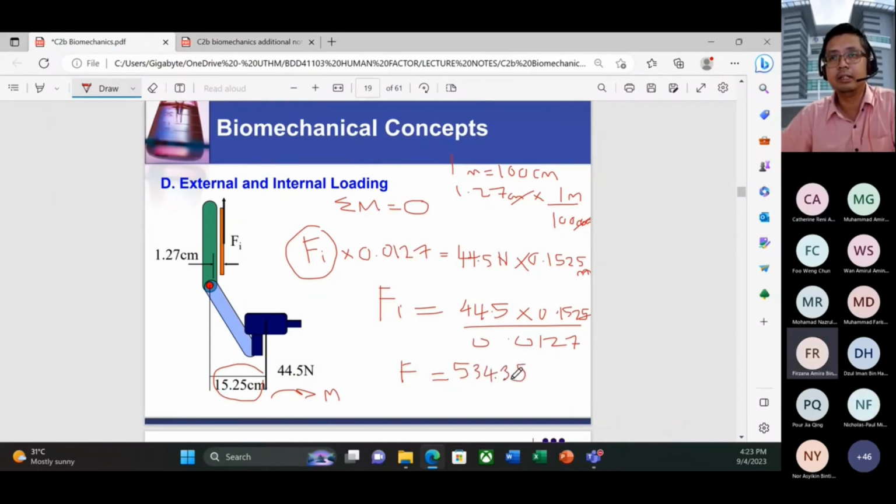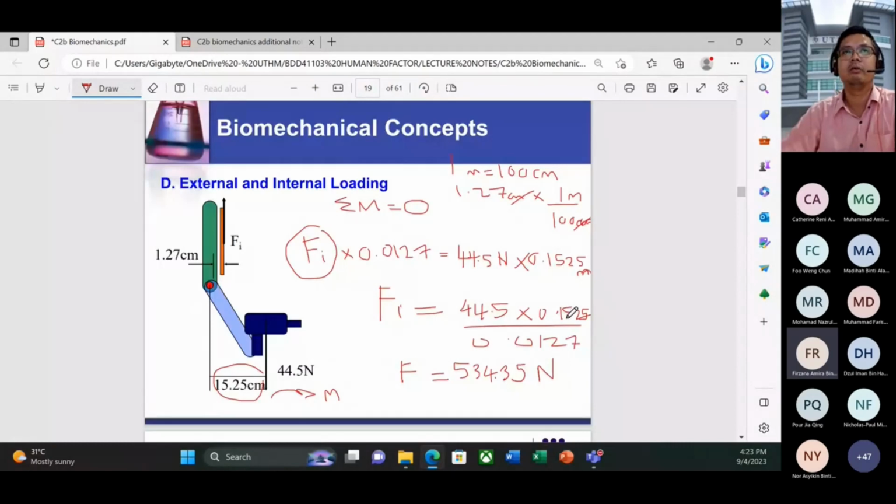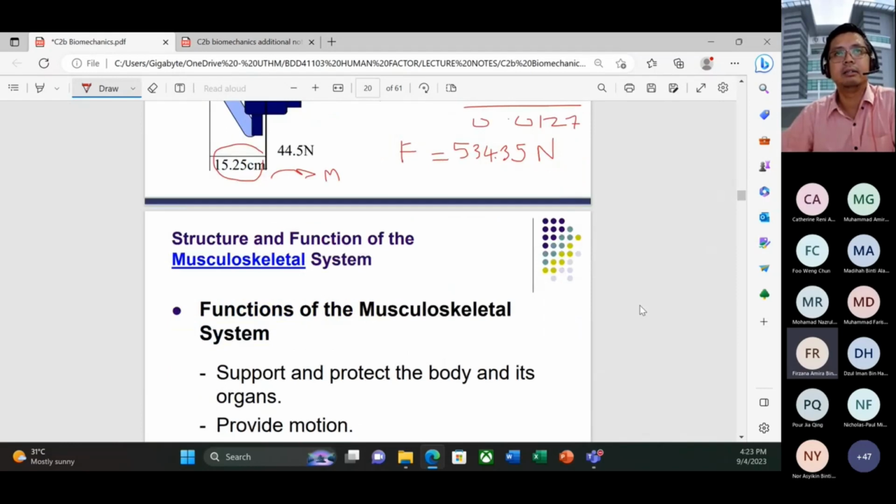Unit? Newton or meter? Newton. Okay, so let's say we cross here, Newton, Newton. So meter, meter cross here. So only a Newton is left. So this is how we calculate the force for the internal and external loading, especially for the biomechanical concepts. Okay, we move on to the next slide.